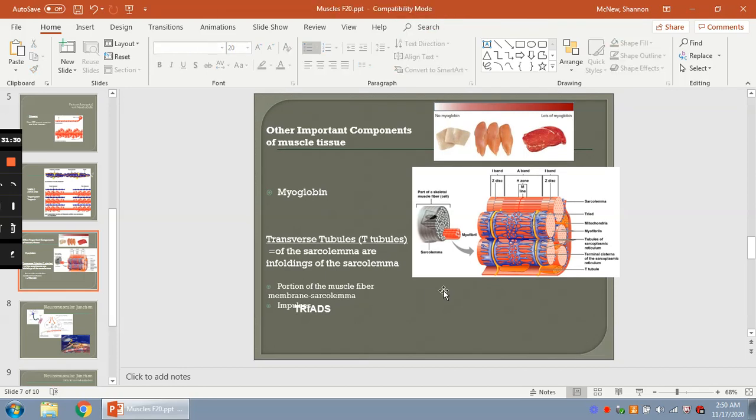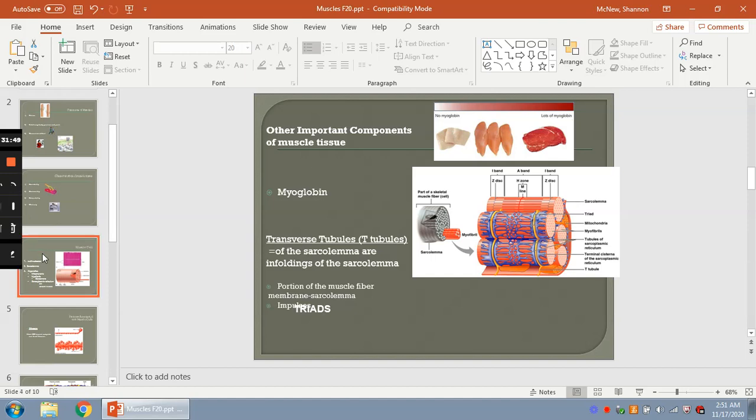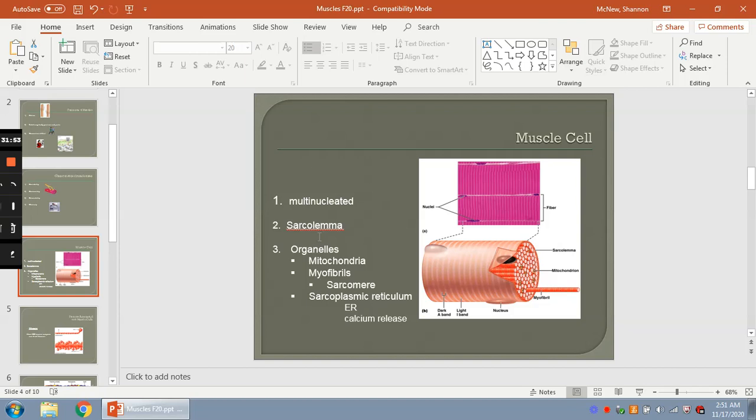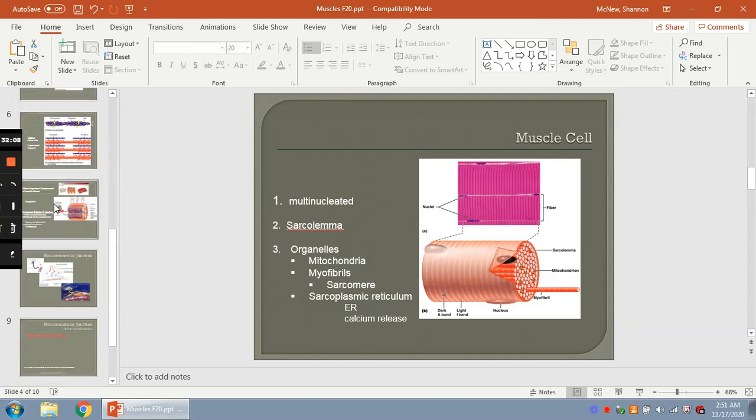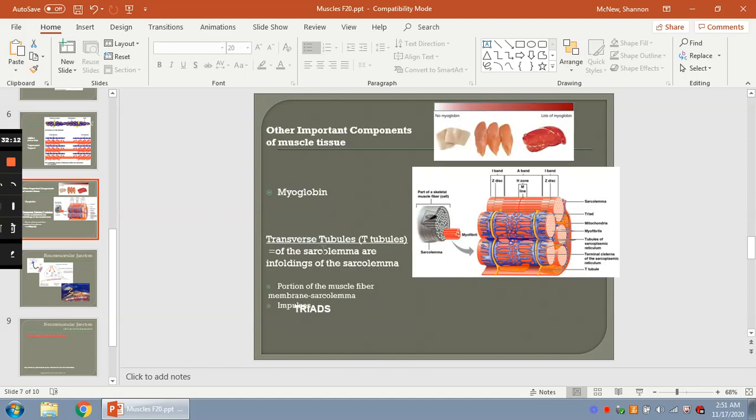All right, another component, or the structure that we're going to talk about, is called the transverse tubule, or the T-tubules. Now, let me take you back to the sarcolemma. We talked about the sarcolemma. What did you have written down for the sarcolemma? It was the plasma membrane of the muscle fiber that was highly modified. Okay, now we're going to talk about that modification. That modification is these T-tubules. So the T-tubules of the sarcolemma are infoldings of the sarcolemma. So infoldings, that is the modification.